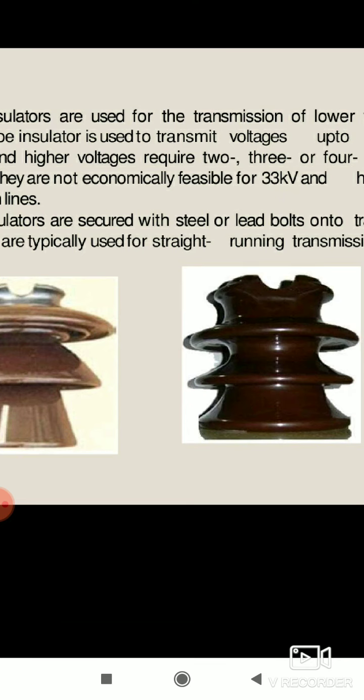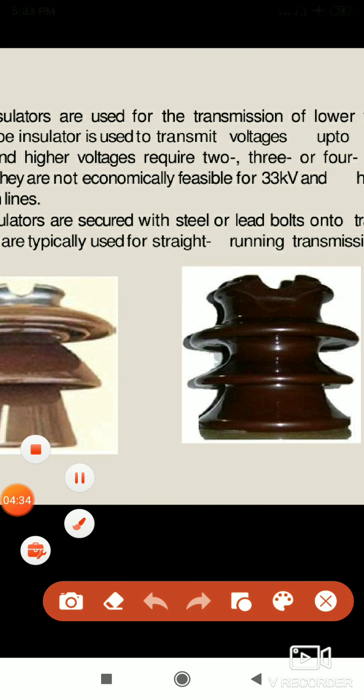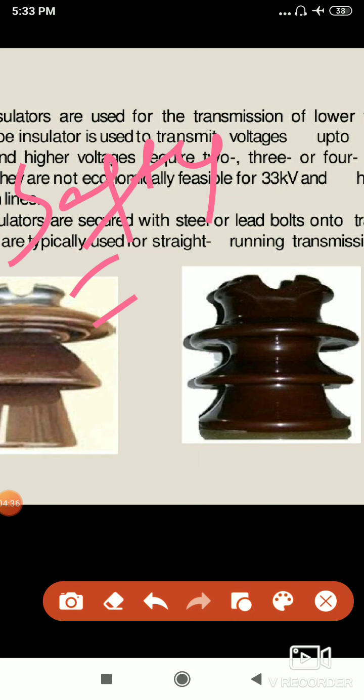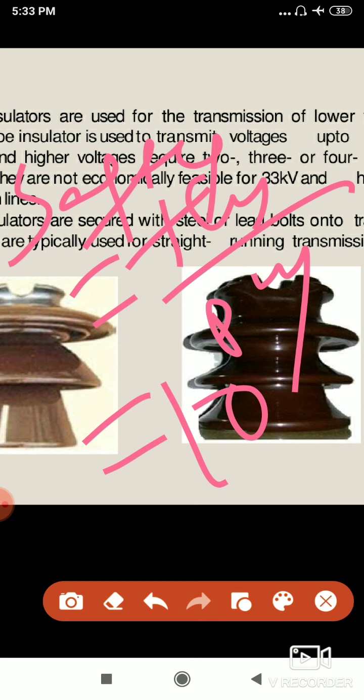That's why we need to maintain a safety factor in a pin type insulator. What is the safety factor? Safety factor is equal to flashover voltage by puncture voltage. This is a formula we need to maintain while designing pin type insulators, and it is very important. What is the safety factor for a pin type insulator? It is nothing but 10. This is a very important GATE bit: the safety factor for a pin type insulator is 10.